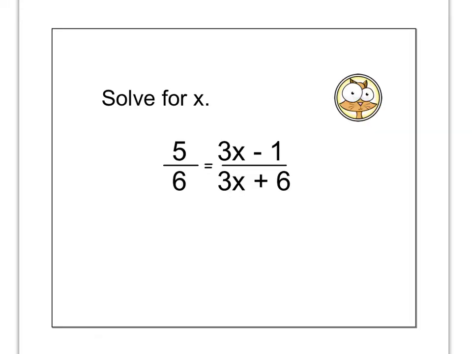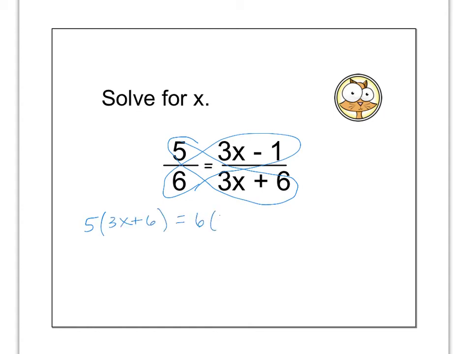Please pause the video and give this one a try. So again, you're going to be working on cross multiplication. You're going to take 5 times 3x plus 6 and 6 times 3x minus 1. So 5 times 3x plus 6 equals 6 times 3x minus 1. And then you're going to have to distribute. So you're going to distribute here and here.